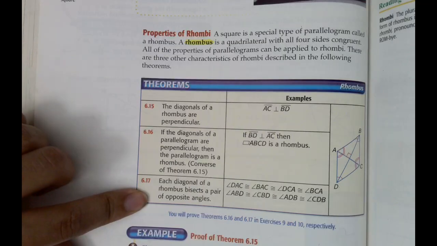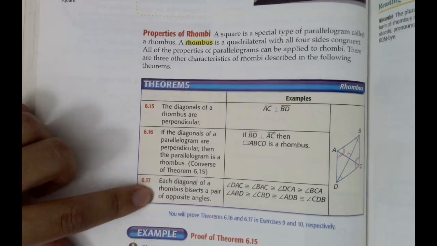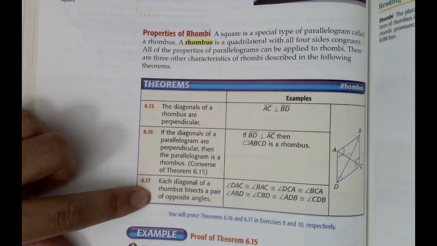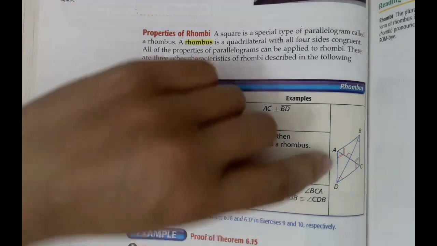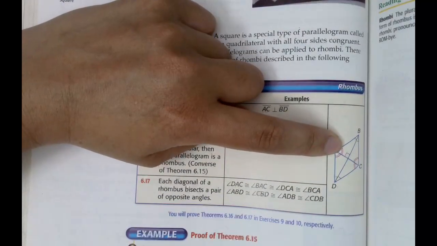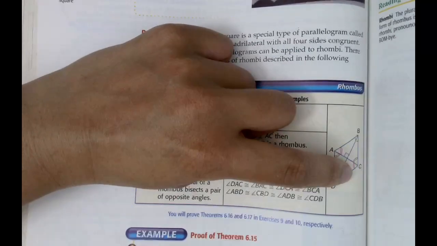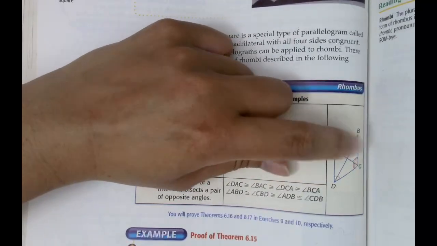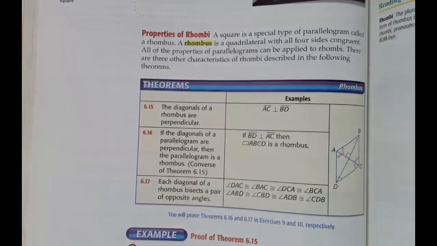The other thing we know is that each diagonal of the rhombus bisects a pair of opposite angles. So you'll see this angle A here is now bisected into this part and this part being equal. Angle C is bisected, this part and this part are equal, and so are angle B and angle D.